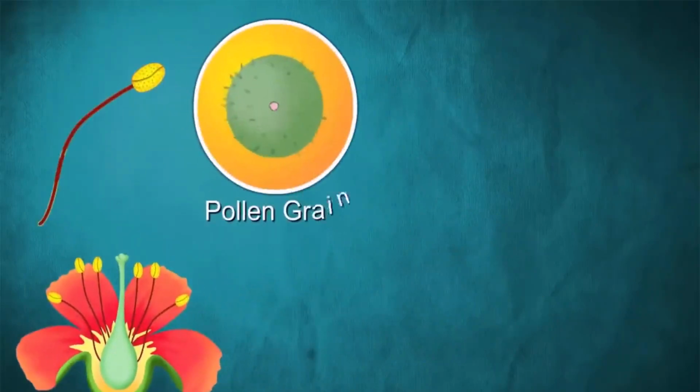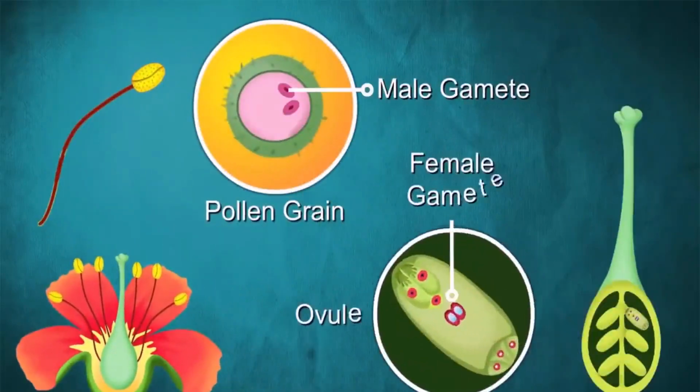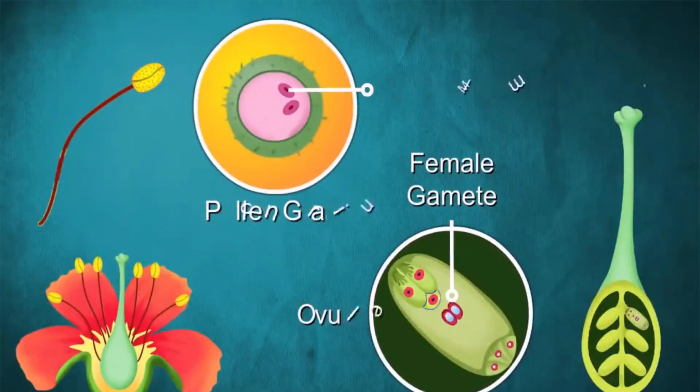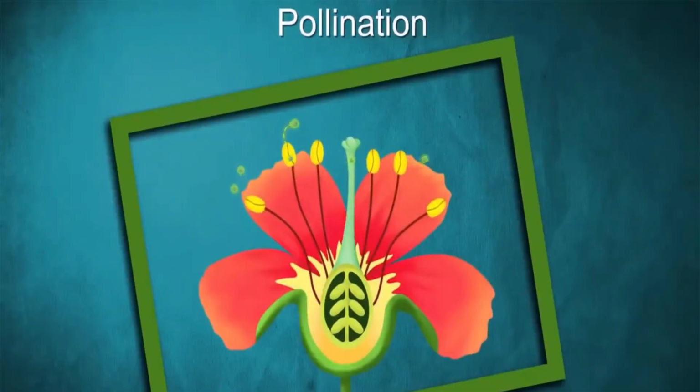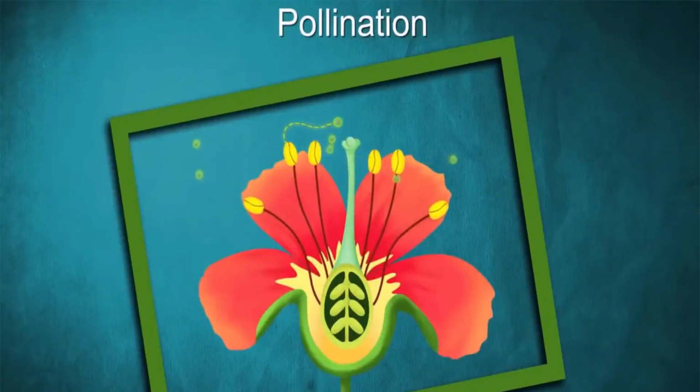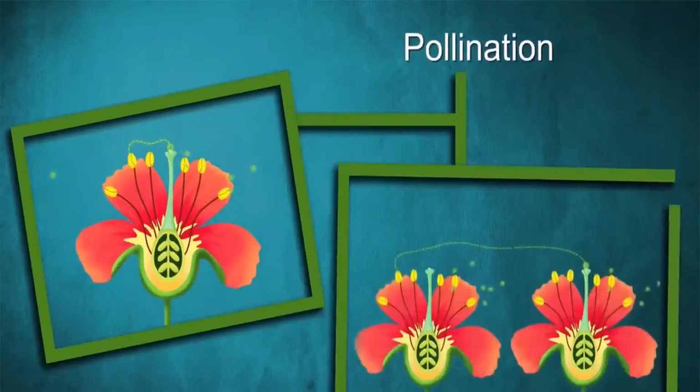For sexual reproduction to take place, a male gamete is to be fused with the female gamete, thereby forming a zygote. First, a pollen grain carrying the male gametes is transferred from the stamen of a flower to the stigma of the same or the other flower. Such transfer of pollen grains is known as pollination.